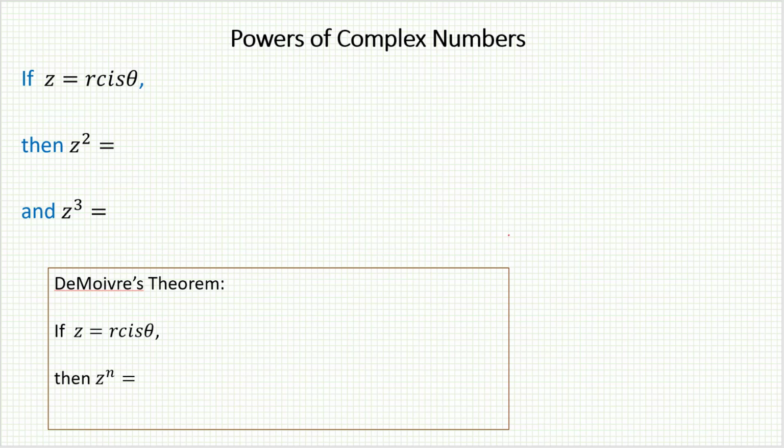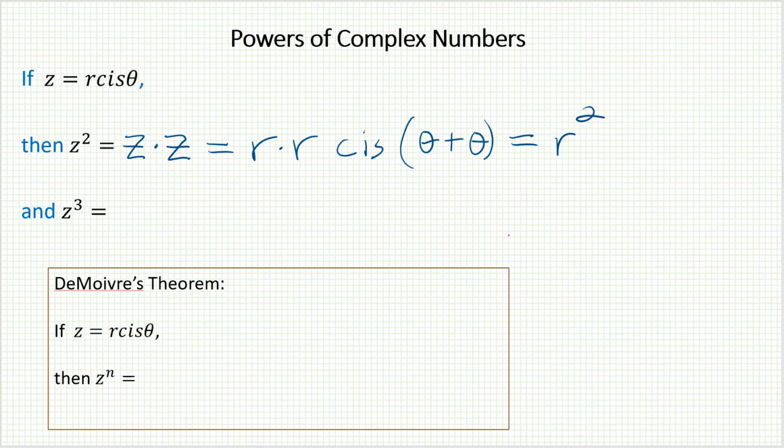Powers of complex numbers. So let's say we have a complex number written in trig form, z equals r cis theta, and I want to find z squared. Well, this is not difficult. Z squared just means z times z. And we already know how to multiply complex numbers in trig form. Simply multiply the moduli together, r times r, and then add the arguments together, theta plus theta. When I simplify this, I get r squared as my new modulus and 2 theta as my new argument.